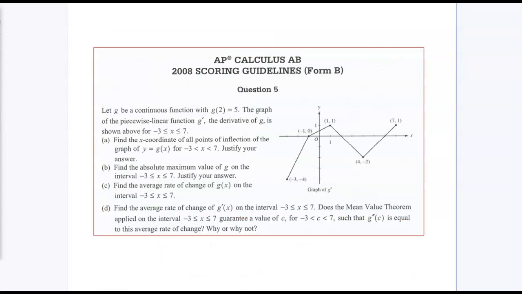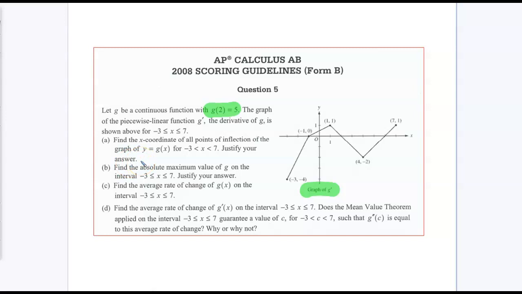So here we are in question 5 from the 2008 exam. We're given a piecewise function, and right away we see that we're given the graph of g prime. We're given a value, g of 2 is equal to 5. And first of all, we're asked to find the x-coordinates of all points of inflection for the graph of g.